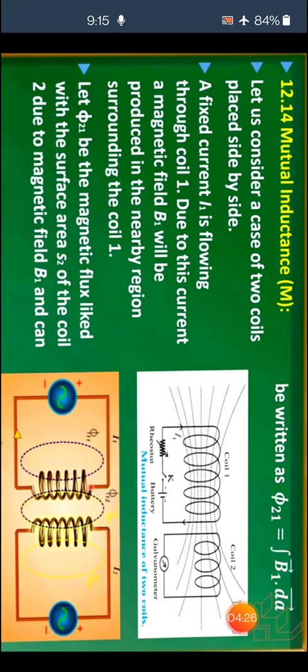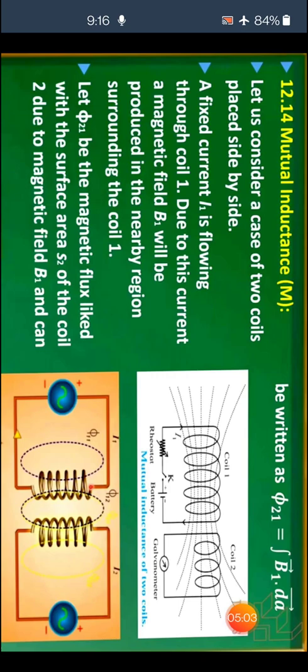Now our next topic is mutual inductance. It is denoted by capital M. Consider the two coils placed side by side as shown in the figure. Let current I1 flow through coil 1. Due to the current, a magnetic field B1 at position x, y, z will be produced in the nearby regions surrounding the coil.